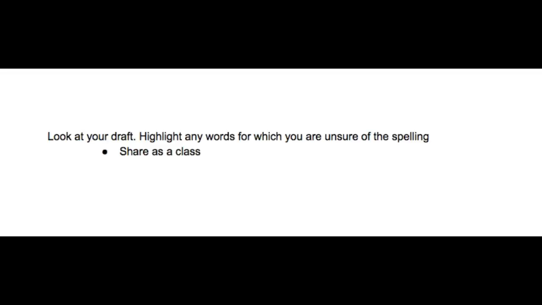After you've read through your entire draft and highlighted or commented on any words that you're unsure about how to spell, we're going to share those words as a whole class and discuss them. As everyone shares out words that they've highlighted in their drafts, then I'm going to make a list on our projector of all the words that we're unsure of how to spell.